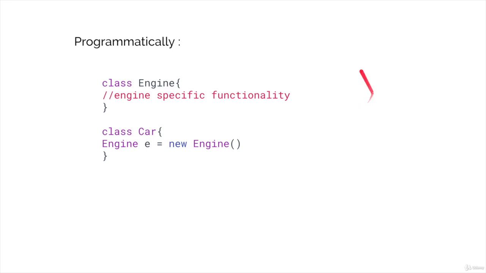This is how it will be implemented. We first define the class Engine, and then in class Car we create an object of Engine type. This relationship is then known as the has-a relationship.